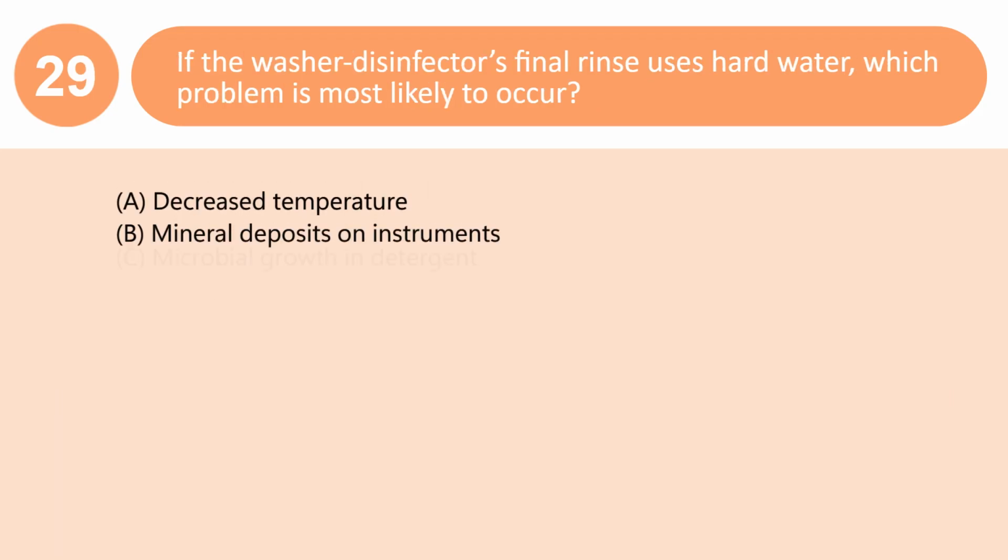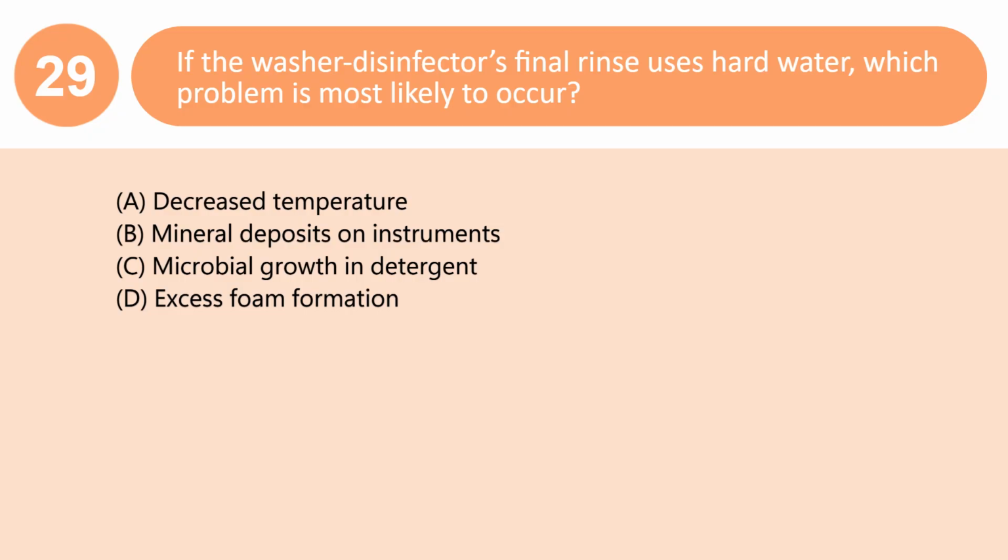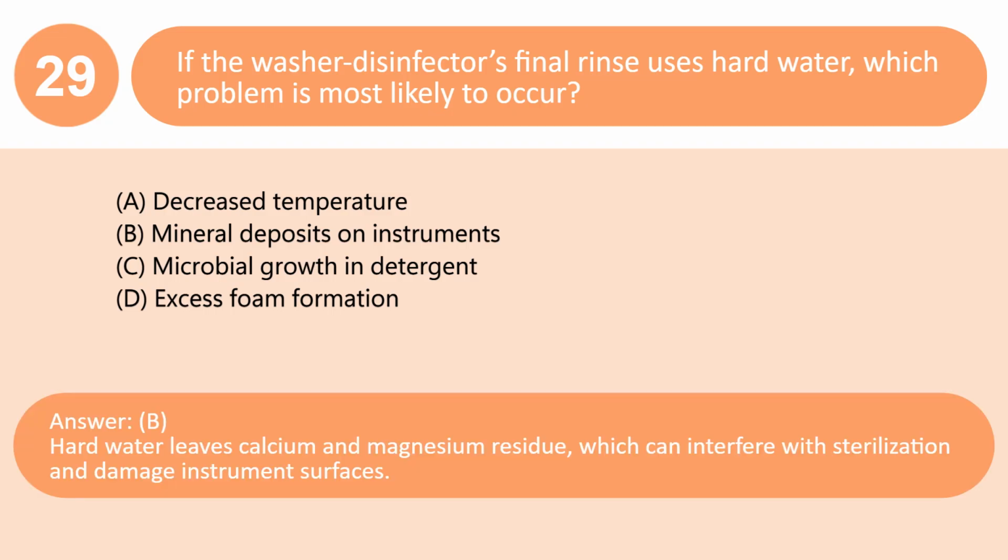If the washer disinfector's final rinse uses hard water, which problem is most likely to occur? A. Decreased temperature. B. Mineral deposits on instruments. C. Microbial growth in detergent. D. Excess foam formation. Answer: B. Hard water leaves calcium and magnesium residue, which can interfere with sterilization and damage instrument surfaces.